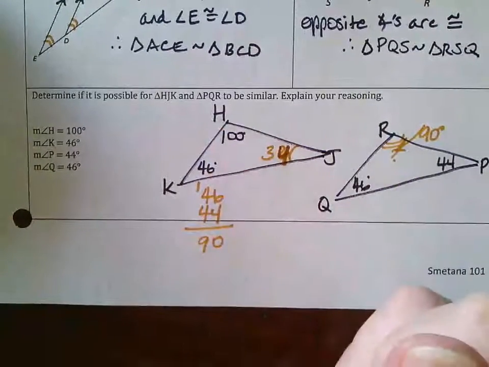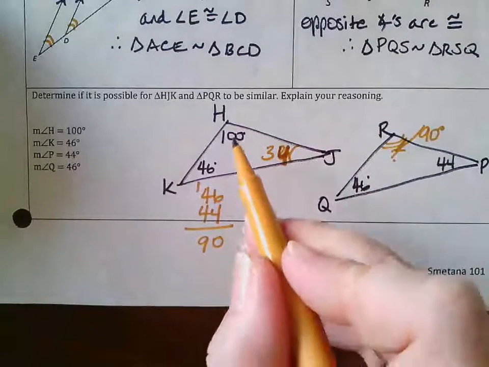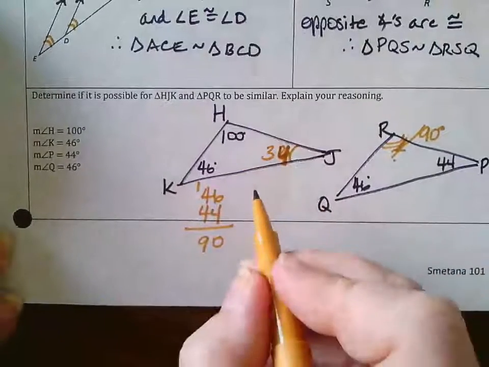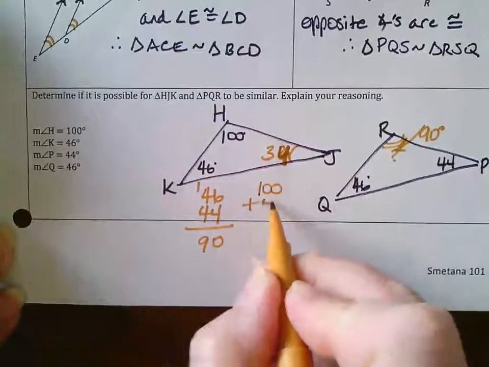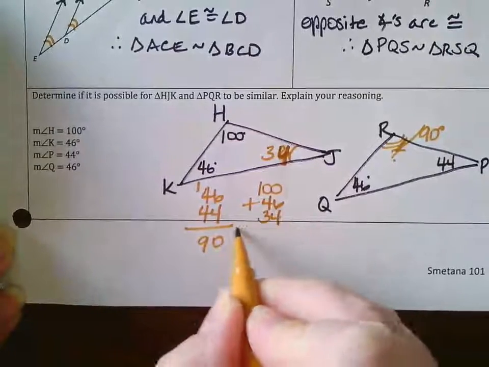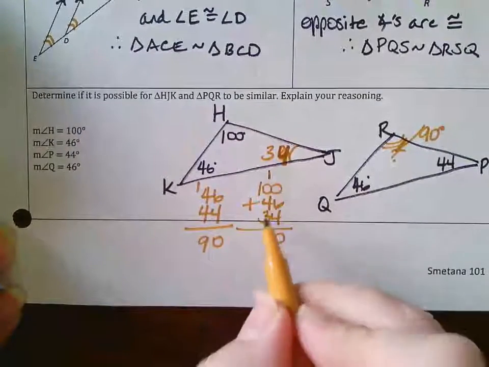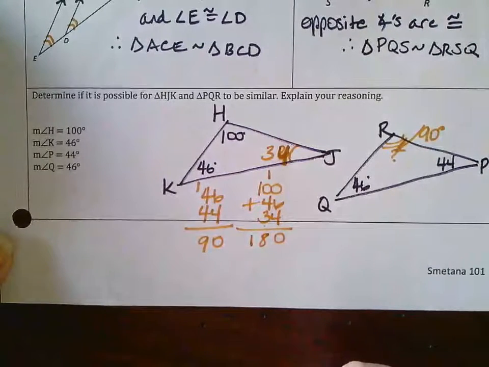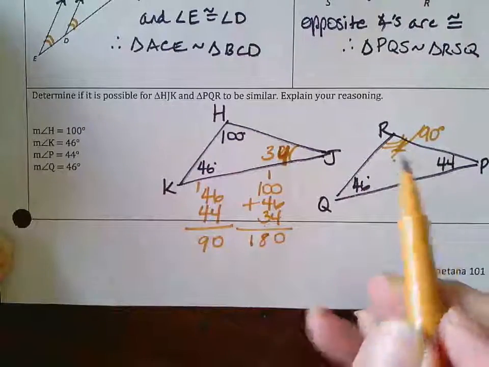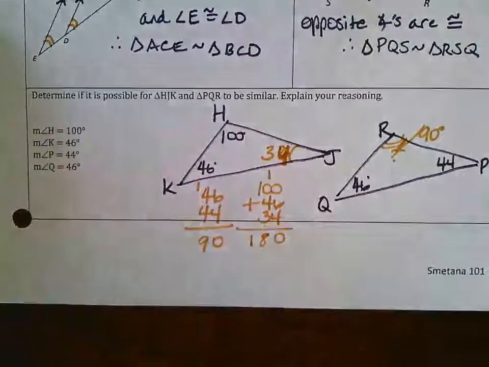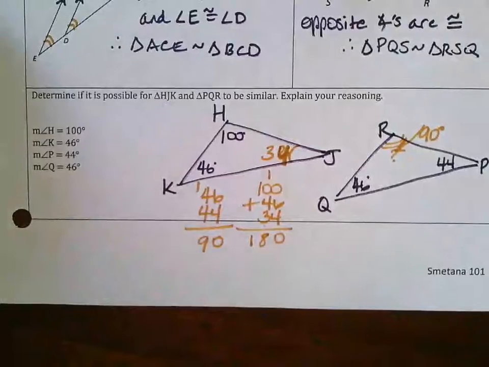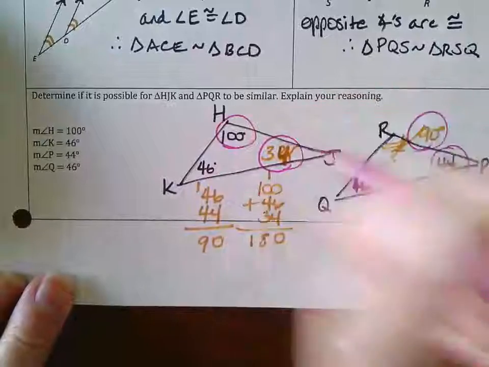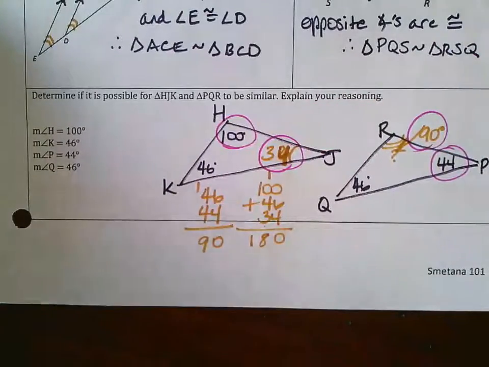So are they similar? No, they're not, because 100 plus 46 plus 34 is 180. So 100 plus 46 plus 34, and I get 180 degrees. So I got a no match here. And what I mean by that is these don't match. So it's not similar.